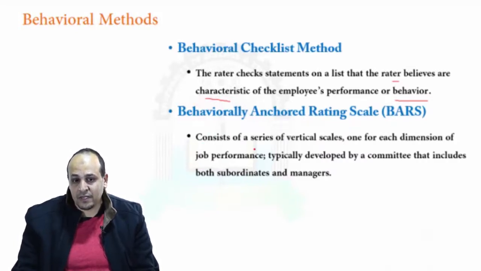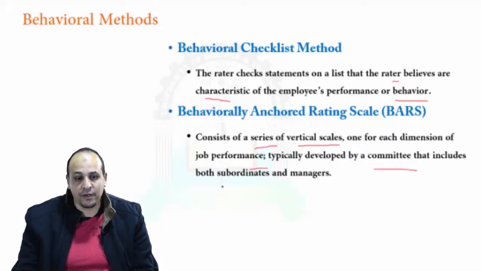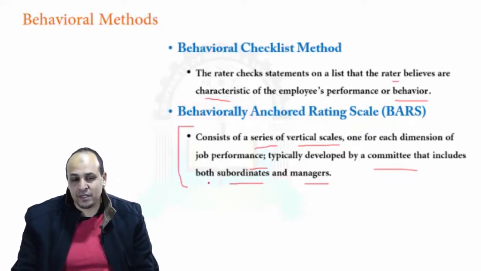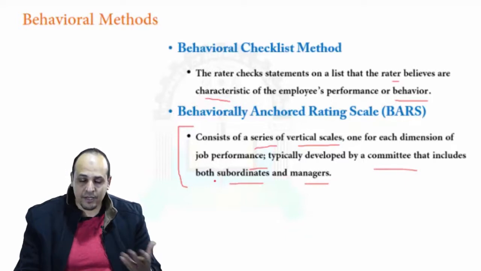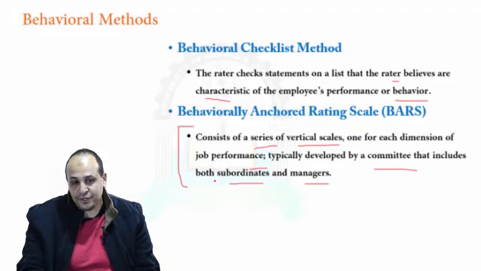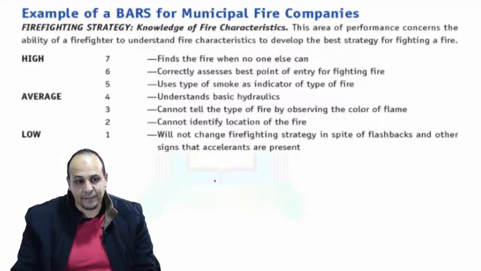This consists of a series of vertical scales, one for each dimension of job performance, typically developed by a committee that, of course, includes both subordinates and managers. Now, it is believed that this type of method is better and more accurate because it considers both quantitative and qualitative approaches, considering the critical incidents, for example, and the scale used by the trade.